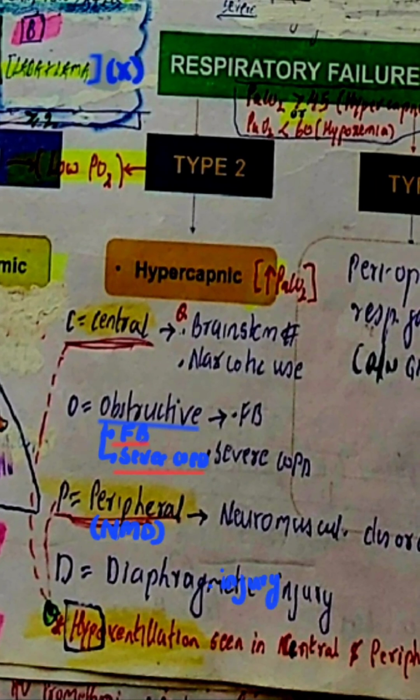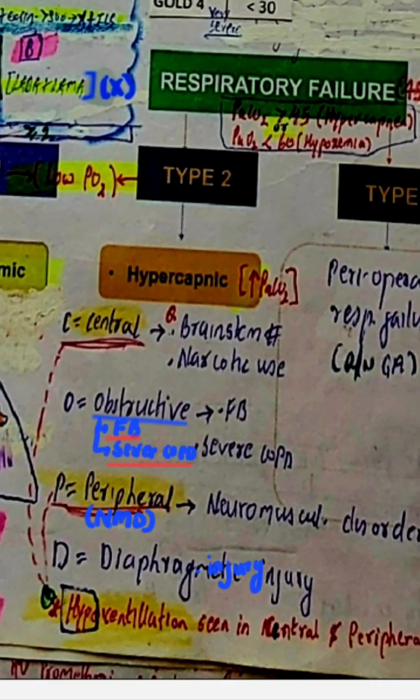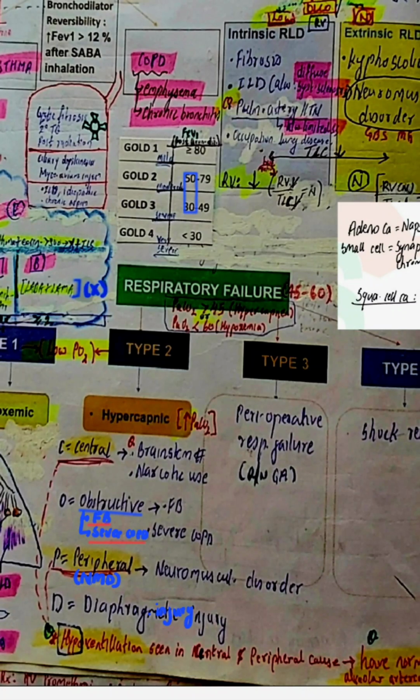C for central causes, for example brainstem injury or narcotic use. O for obstructive causes, for example foreign body, severe COPD. P for peripheral causes, for example neuromuscular disorder. D for diaphragmatic injury. So in hypercapnic, pneumonic COPD: central cause, obstructive cause, peripheral cause, and diaphragmatic injury.